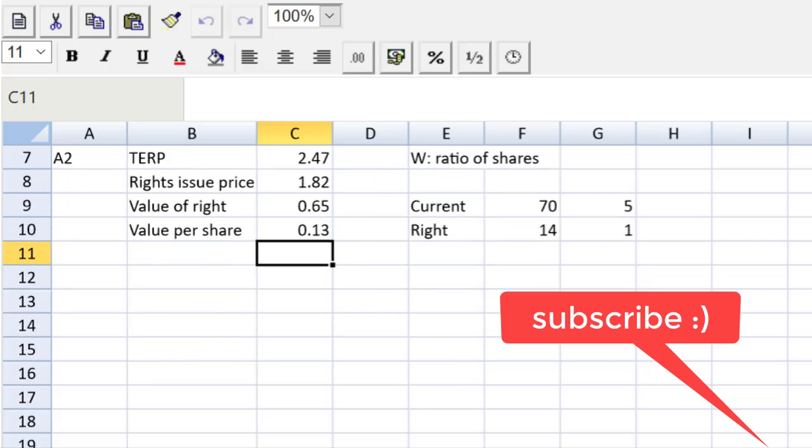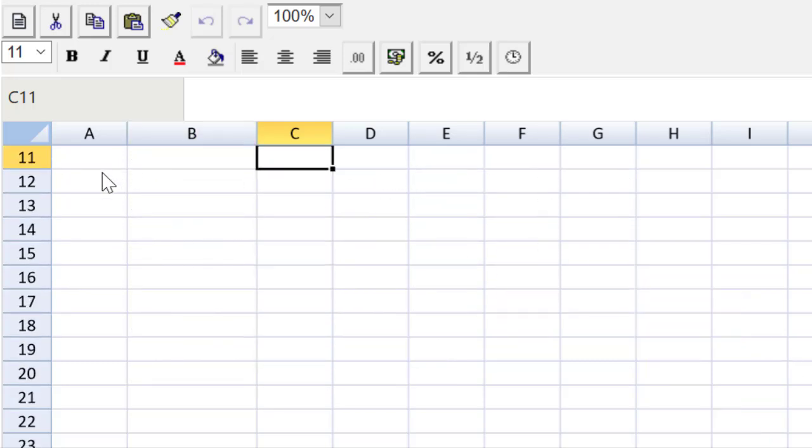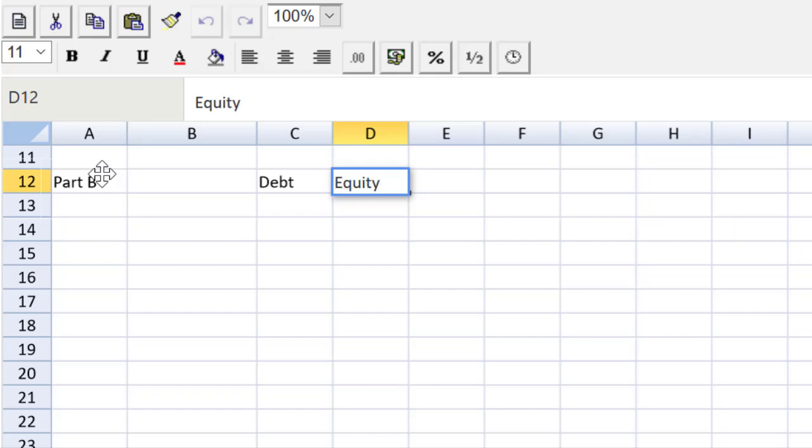Let's move to part B, okay? So let's do part B here. And we want to understand the earnings per share and the share price depending on whether or not we fund with debt or equity. Let me show you my approach. Well, I'm going to make one column for each, okay? Debt or equity.